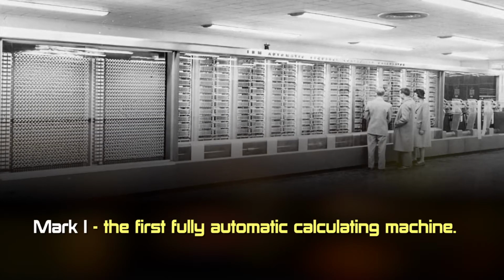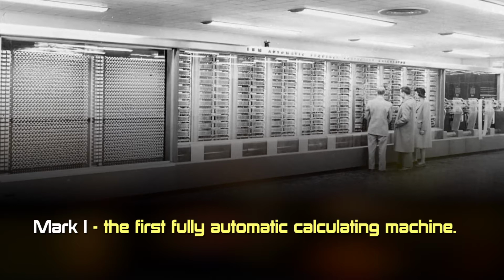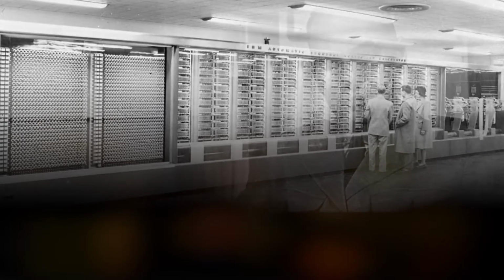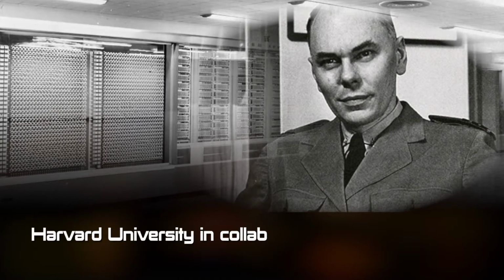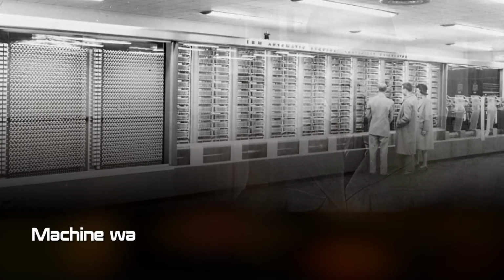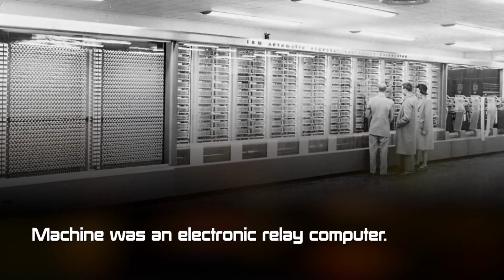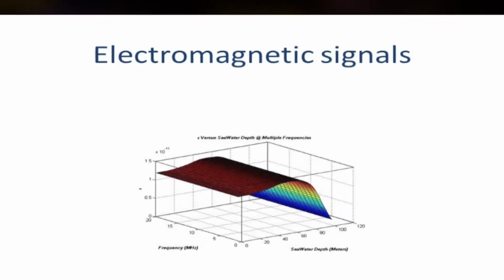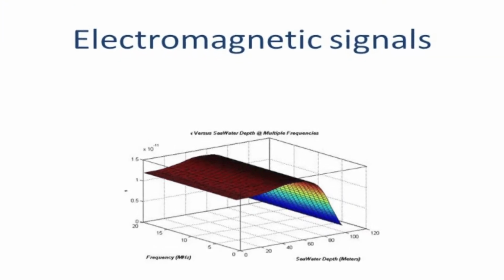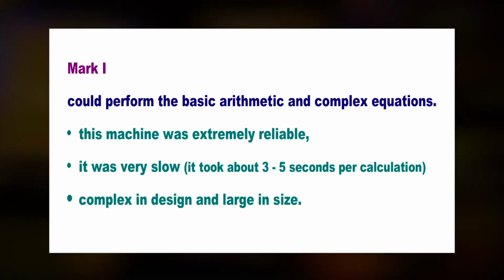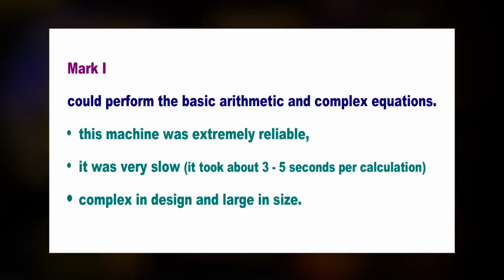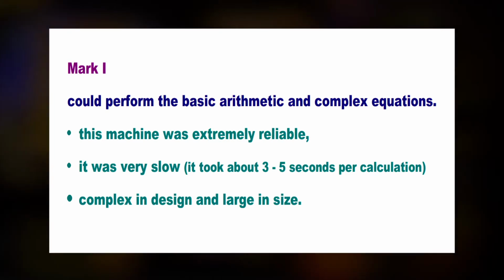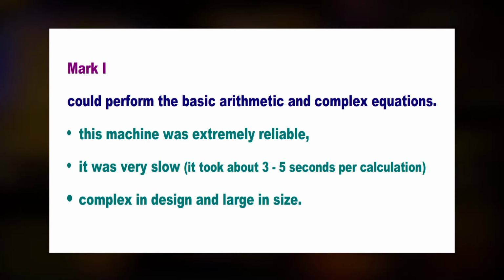Mark I was the first fully automatic calculating machine. It was designed by Howard Aiken of Harvard University in collaboration with IBM. This machine was an electronic relay computer. Electromagnetic signals were used for the movement of mechanical parts. Mark I could perform basic arithmetic and complex equations. Although this machine was extremely reliable, it was very slow. It took about 3 to 5 seconds per calculation and was complex to design and large in size.